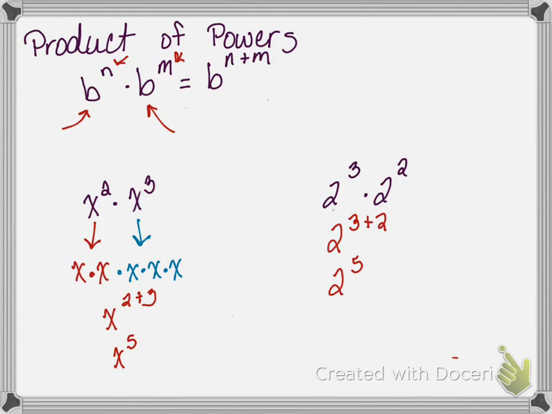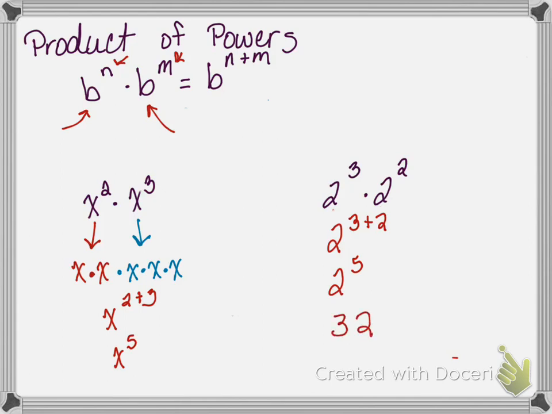In general, 2s and 3s, you can go ahead and multiply out. It's not too crazy. 2 to the 5th is smaller than you would think. What's 2 times 2? 4. Times 2? 8. Times 2? 16. Times 2? 32. So 2 to the 5th is 32. So my answer here is 32.